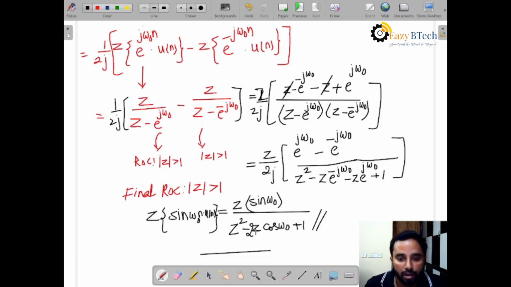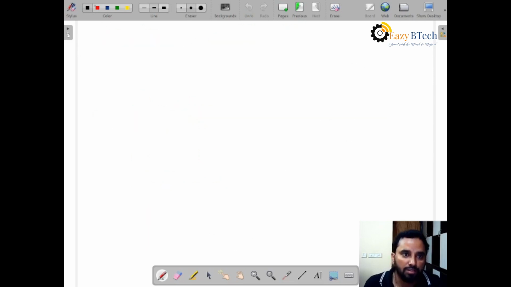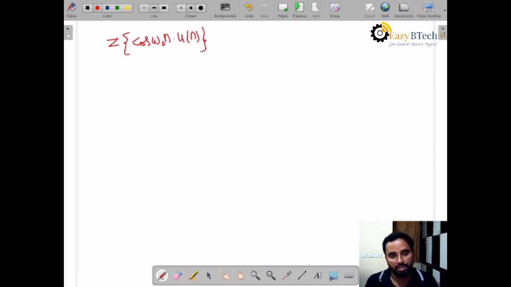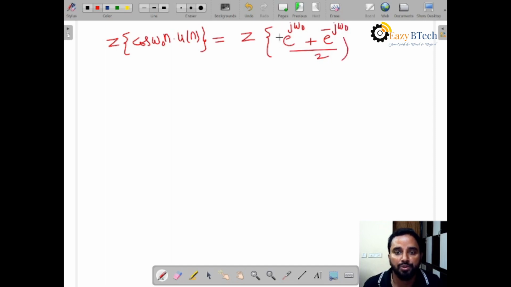Right? And ROC, what about ROC here? Magnitude of Z is greater than 1. So similarly we can do for cos also, for cos omega naught n U of n. So what is the Z transform of cos omega naught n U of n? This cos function we can write in terms of exponential: e power j omega naught plus e to the power minus j omega naught by 2, into U of n as usual.